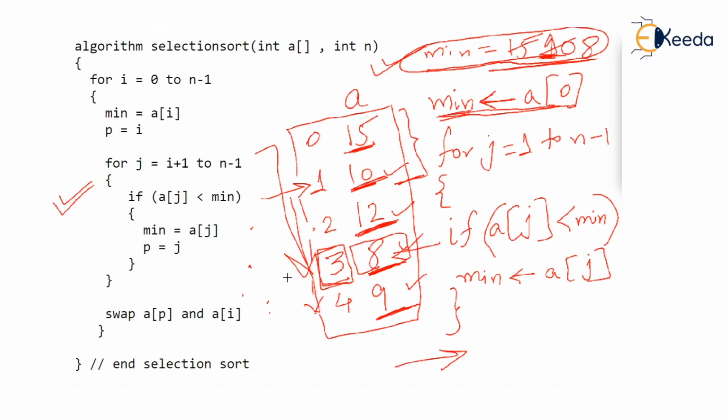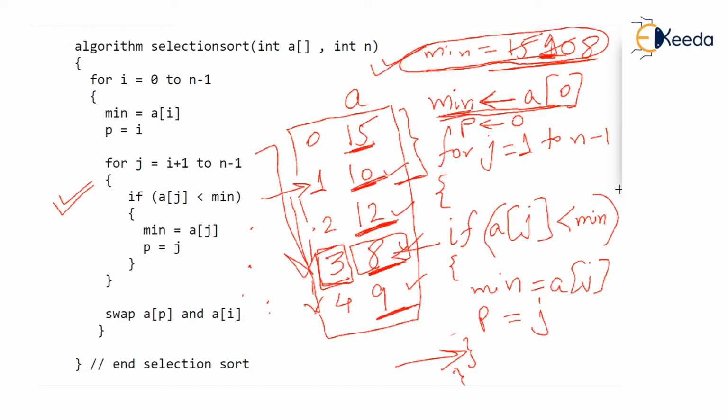You use one more variable p and you say p should be equal to 0. You will understand what I'm talking about. And if aj is less than min, suppose this is true, then you are updating min. You are making min equal to aj, correct? Now, you will update p also if min changes, and p will become equal to j. And then you end the for loop for j. So this particular for loop will not only find out the minimum, but also find out the position.